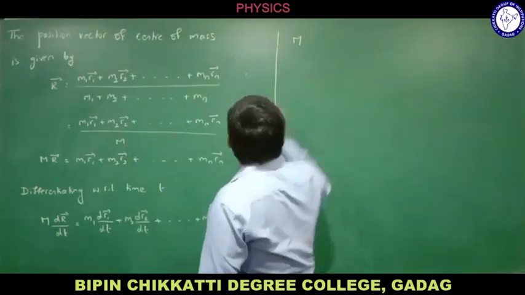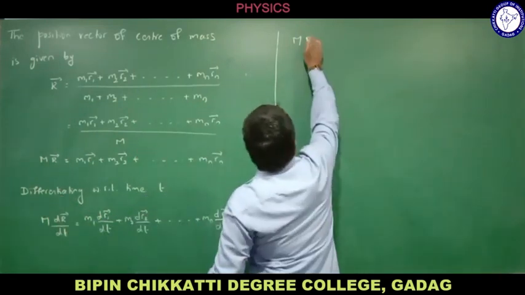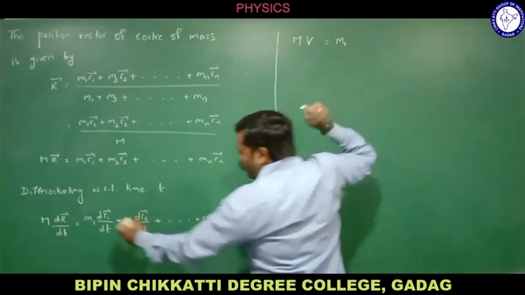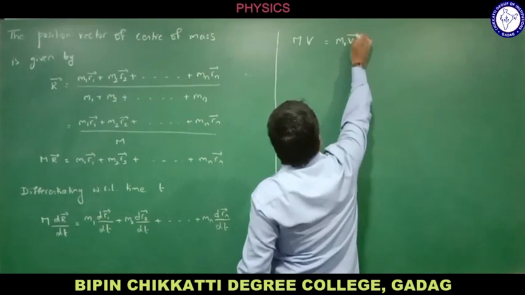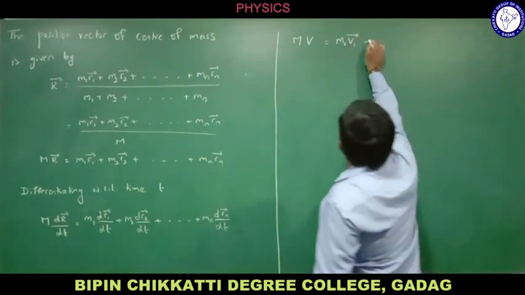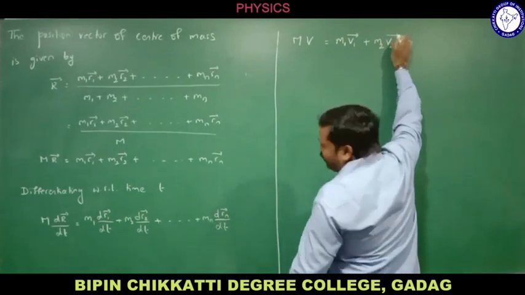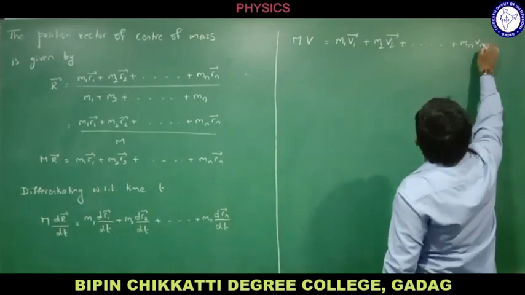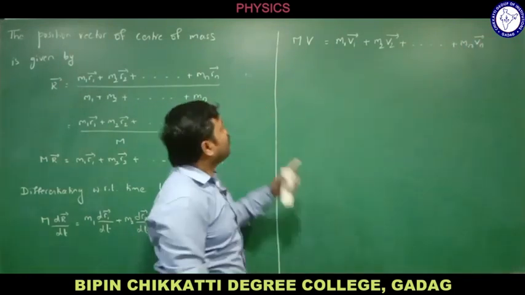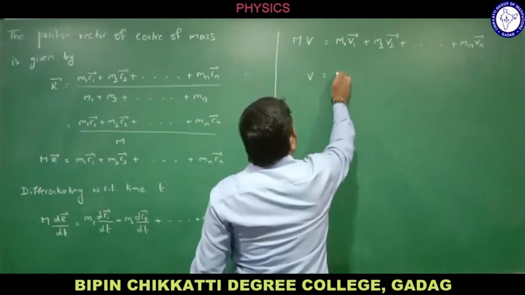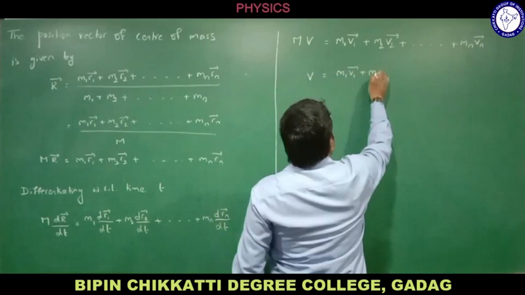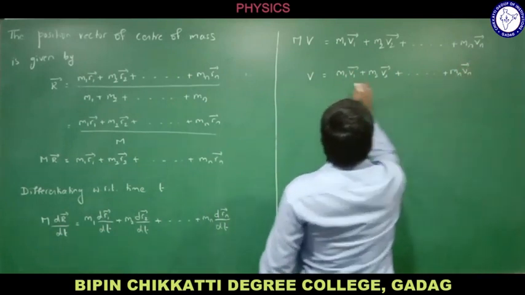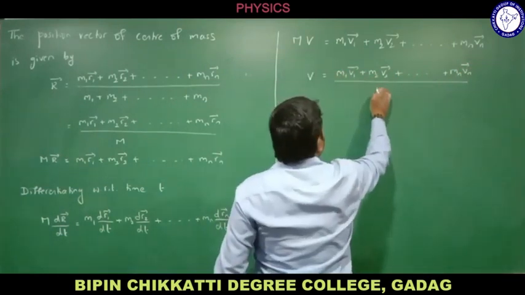Let me write M times the velocity of the center of mass, capital V, is equal to m1 v1 vector, since dr1 by dt is v1, plus m2 v2 vector, plus dot plus mn vn vector. We want velocity, so V is equal to m1 v1 vector plus m2 v2 vector plus dot plus mn vn vector, whole divided by M.